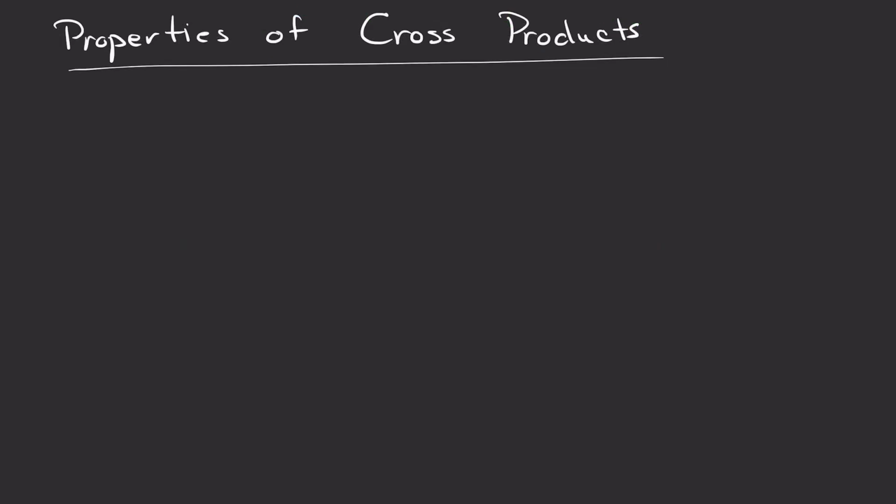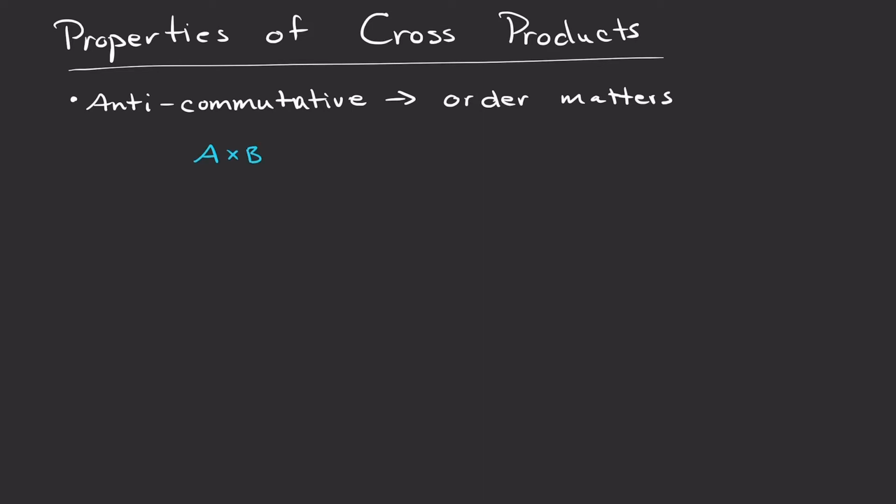So now I want to talk about properties of the cross product. So the first thing, it is anti-commutative. So I kept saying that the order matters, and commutativity, if something is commutative, it means that it doesn't matter which order you do it in. But here, if it's anti-commutative, then the order matters. And so this means that A cross B is not equal to B cross A. However, it is equal to minus B cross A. So you just pick up a minus sign.